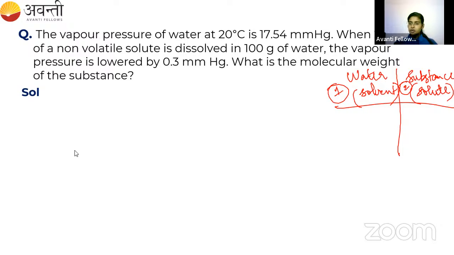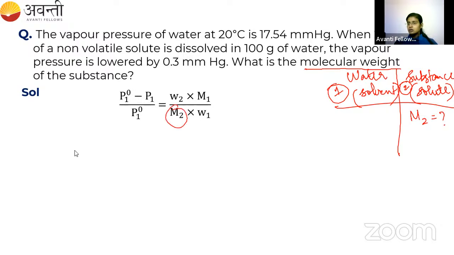And the formula which we are going to apply here to find the molecular weight is this. Molecular weight of the substance means we are going to find M2. What is given to us? We have 17.54, the vapor pressure of water. Water means solvent, the pure component, so P1 naught is equal to 17.54 mm of mercury.